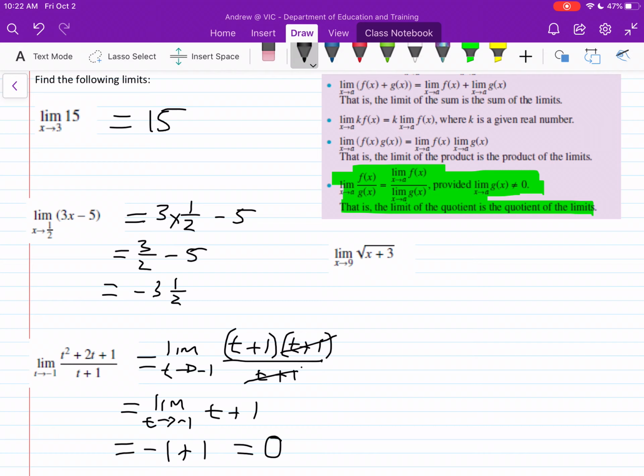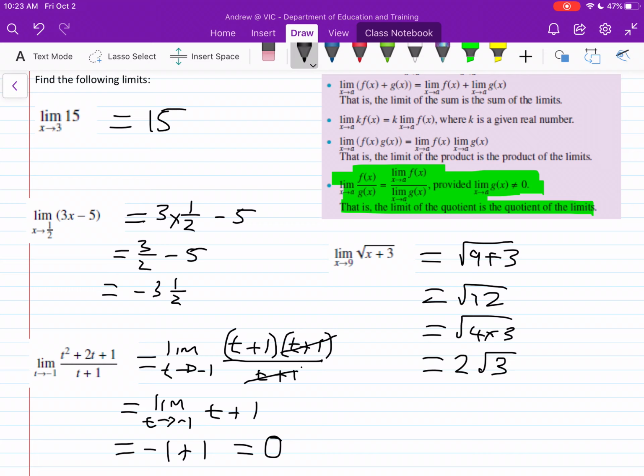And then finally, we've got this value over here. Just because it's a square root doesn't mean it's any different. We substitute our value of 9 in for x, because we're looking at what happens when it approaches 9. So it becomes the square root of 9 plus 3, which is equal to the square root of 12. We can simplify this further, because the square root of 12 is the square root of 4 times 3, which equals 2 root 3. So that's the limit as x approaches 9 of the square root of x plus 3.